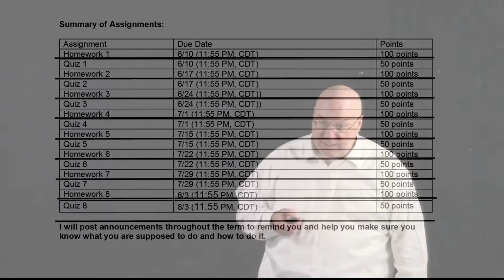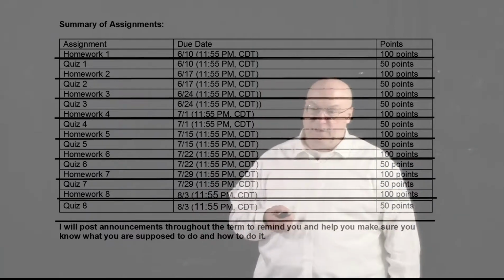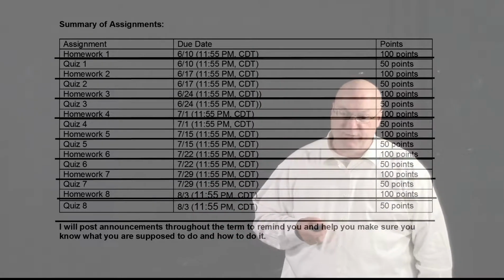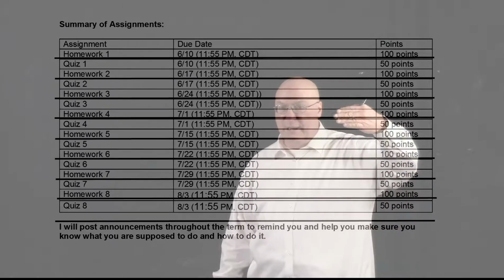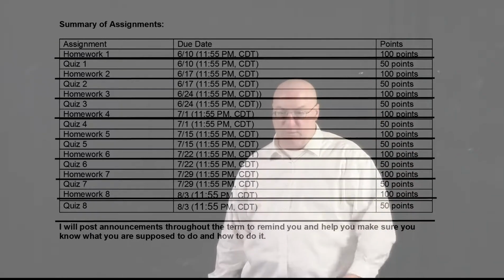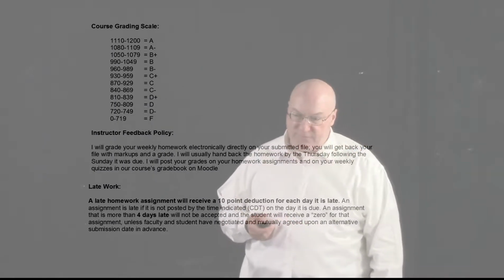Okay, here's the grading breakdown. The homework is worth 100 points. The quiz is worth 50 points. That's true every week. So you have 150 points each week. And that's a total of, after 8 weeks, 1,200 points. And there's the grade breakdown.